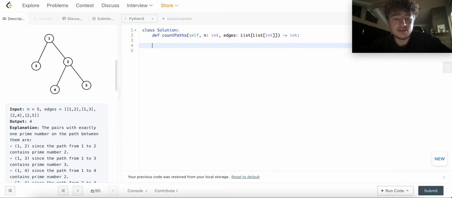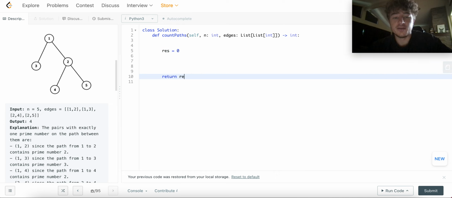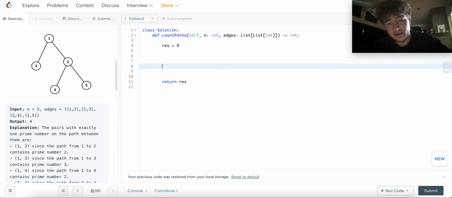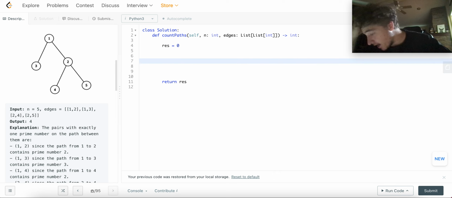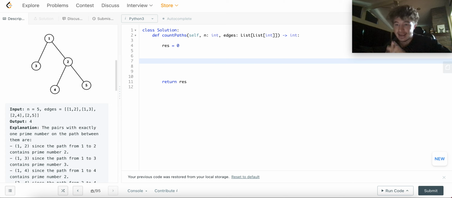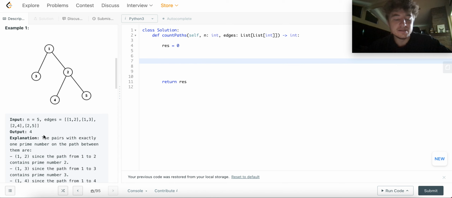There's a lot of things we've got to do here. We're definitely going to have our solution res that we return at the end. Trust me, it's going to get a lot more complicated than this, but we have res equals 0, and we're going to return res at the end. So this is what we're going to populate. Now, we need some way to find all the composites in an area and all the primes in an area. So we definitely need a way to find a prime. The fastest way to find a prime is using a sieve, I think it's called.